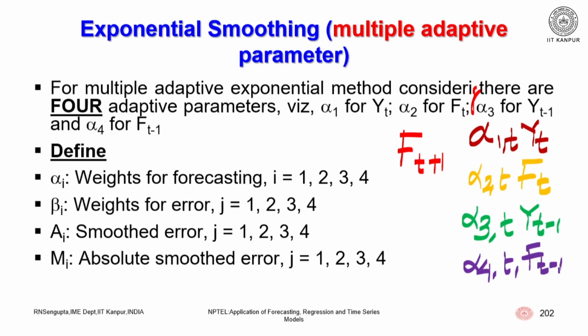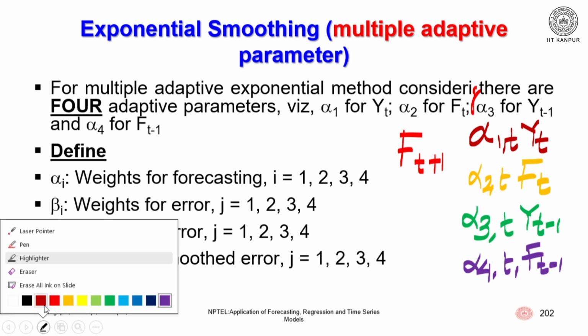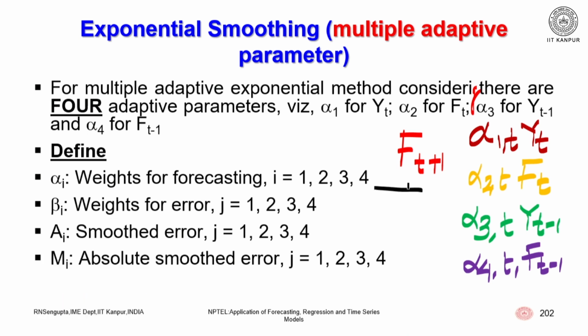So, there are 4 parameters, all adjusted, and we are giving weightages to yt, ft, yt minus 1, ft minus 1. So, we define the weights. Alpha i are the weights for forecasting, which I have already mentioned here, corresponding to i equal to 1, 2, 3, 4, which we have already done.